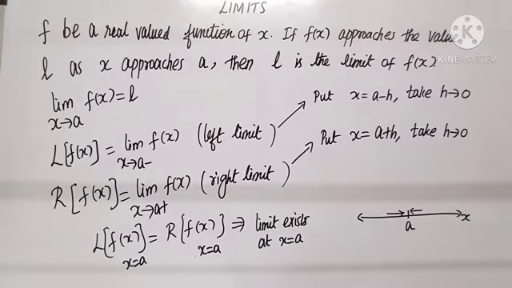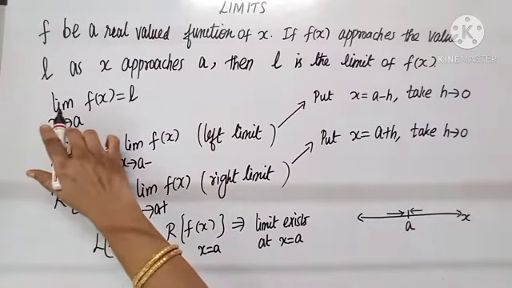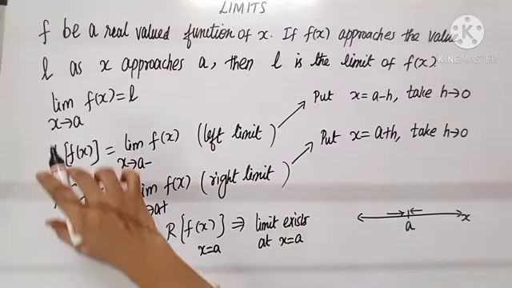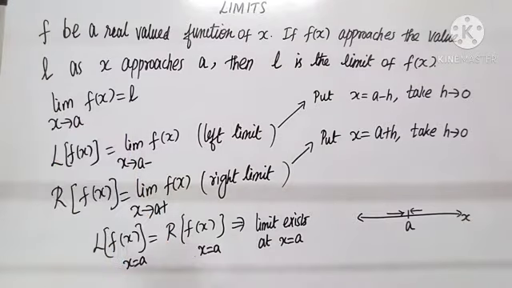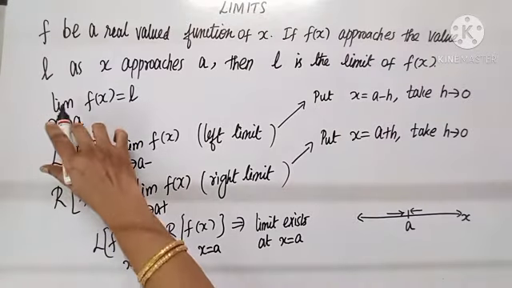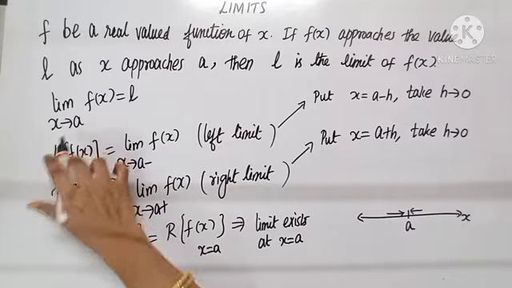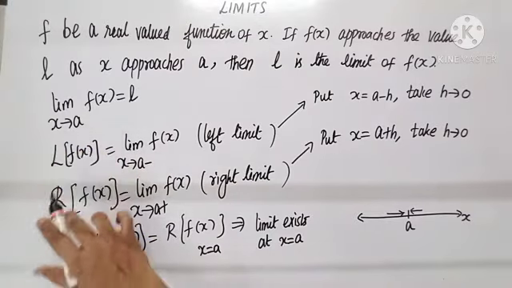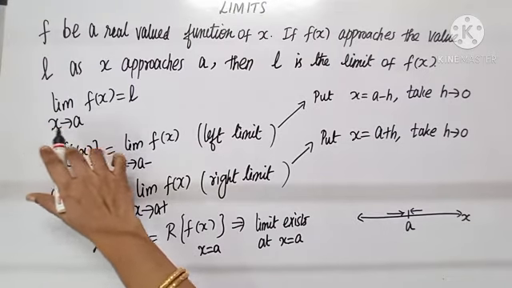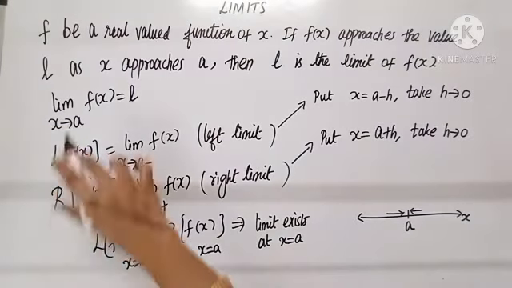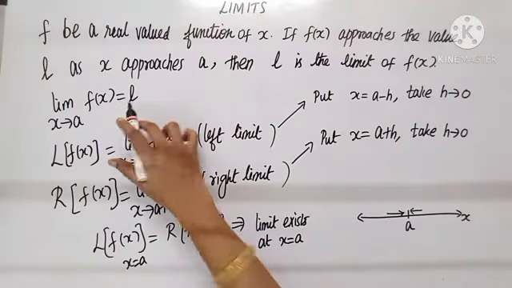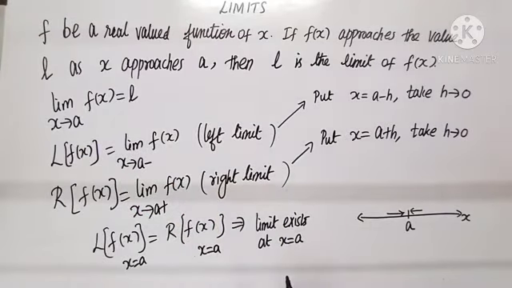How do you write it? L-I-M. How do I read it? Limit. You can also write it as LT as an abbreviation. Limit x tends to A, x is not equal to A, x is nearing A. Limit x tends to A, f of x equals L. That L I call limit of f of x.